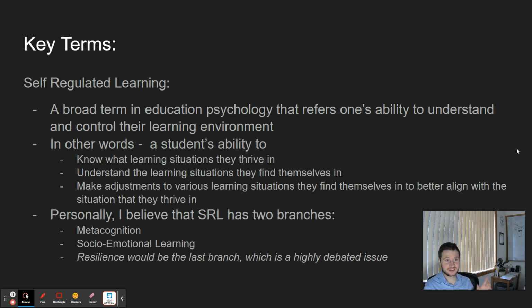Then the next linchpin is that the students are able to identify the learning situation that they are in. So they know what the best learning situation is for themselves. They also are able to identify other types of learning situations. And then best yet, SRL says students should be able to make adjustments to their learning situation in order to be in the learning situation they thrive in.